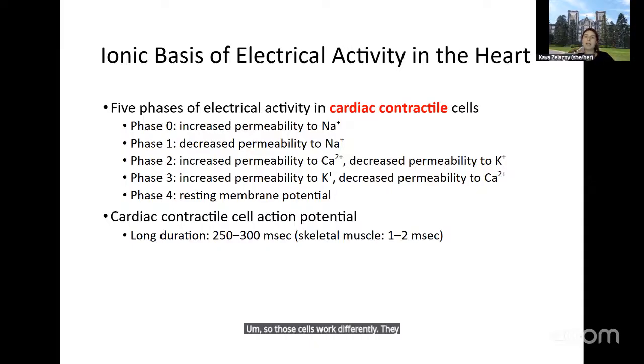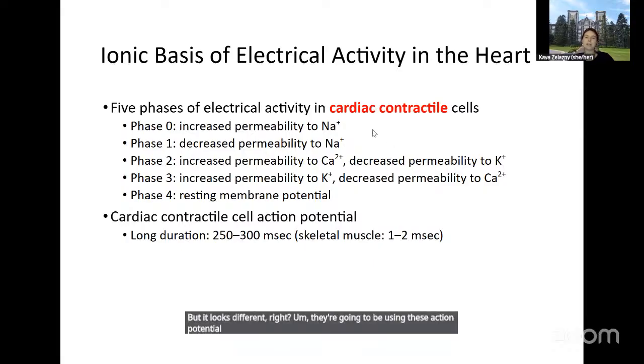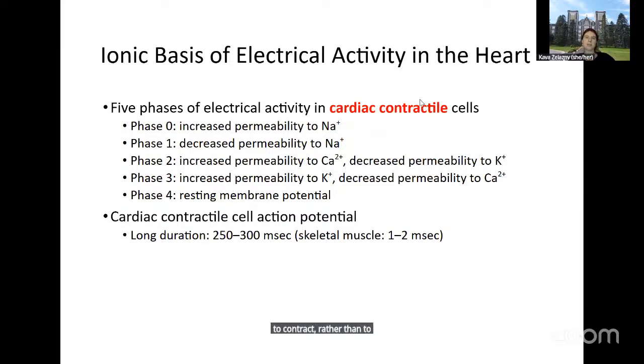They still are going to have action potentials, right? They're still going to have this change in electrical activity, this change in permeability to ions, change to membrane potential, but it looks different, right? They're going to be using these action potentials in their contractile cells to contract rather than to send signals out to the rest of the heart.